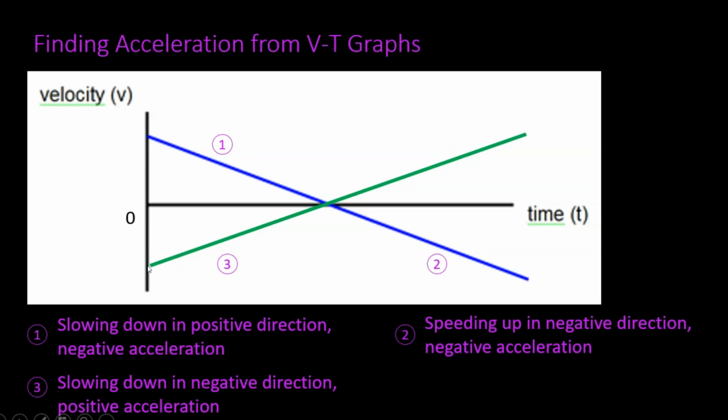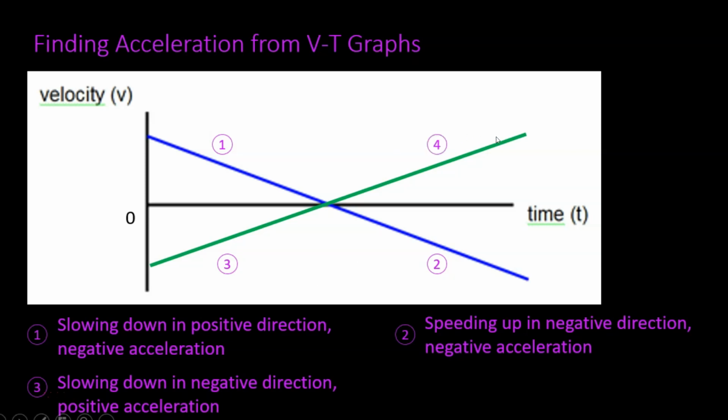2 ways we know that. Number 1, the slope of this line is positive, so that tells us we have a positive acceleration. Also, we know that when we're slowing down, the acceleration is in the opposite direction of the motion. So since the motion was negative, the acceleration is positive.